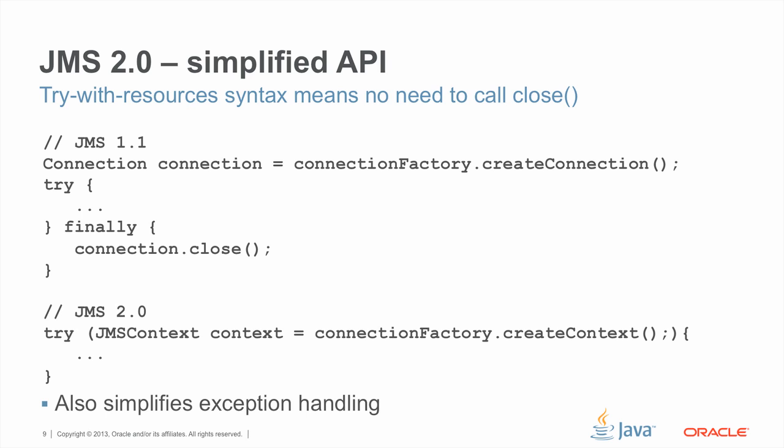Now the key thing to note here is that we're not calling close at the end. And that's because we're using a special syntax, which was added in Java SE 7, called a try with resources block. If you use this syntax when you're creating a JMS context or a connection, then you don't need to call close after use. It'll get called automatically for you when you get to the end of the block. Now, the use of try with resources also simplifies exception handling, though we won't go into that here.